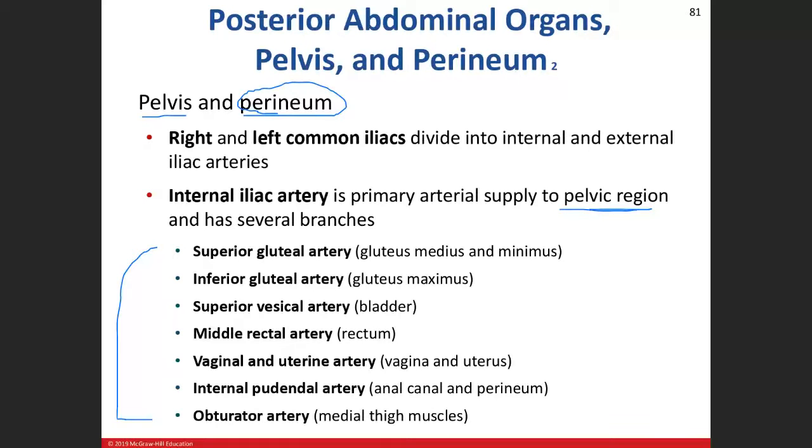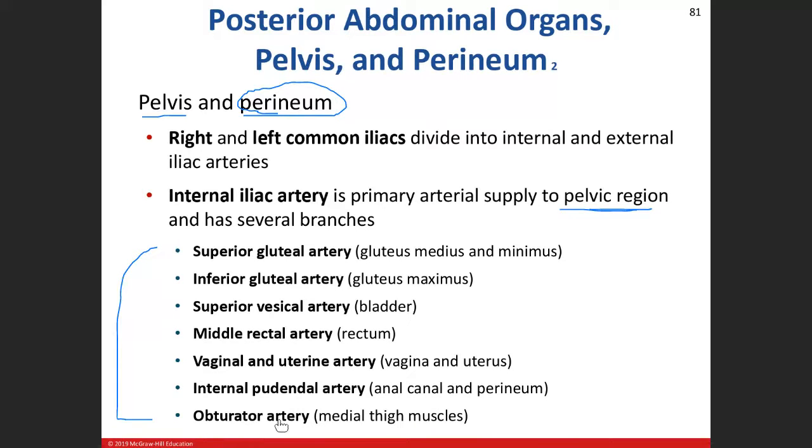Now again, I'm not going to go through all these, but if you glance at them, superior gluteal arteries, inferior gluteal artery, that's going to go to the glutes, the gluteal muscles. Superior vesical artery, that's bladder. But look, rectal, you know where that's going. The vaginal and uterine artery, if you look at the names, it's not too difficult to figure out where they're going.